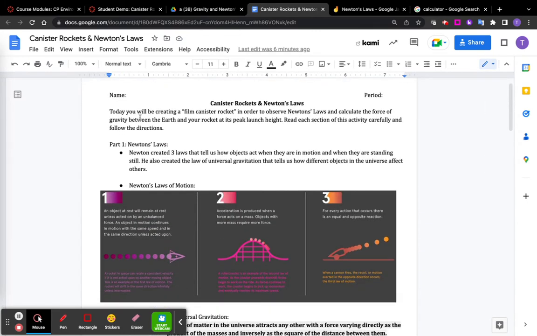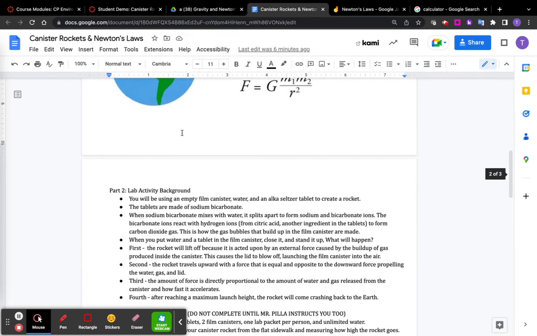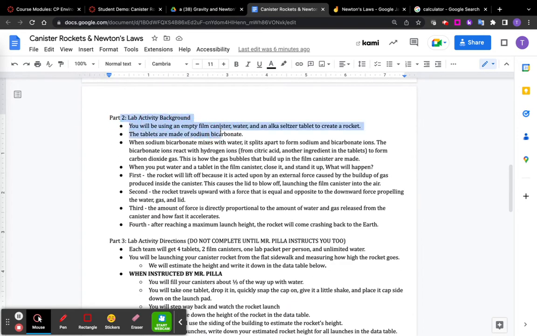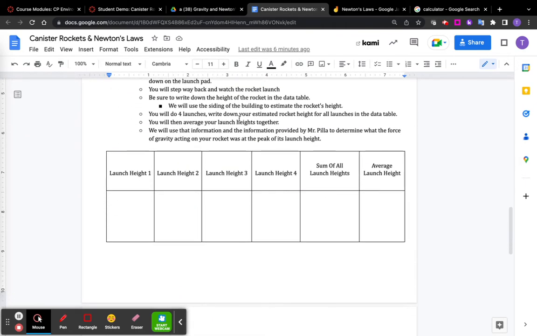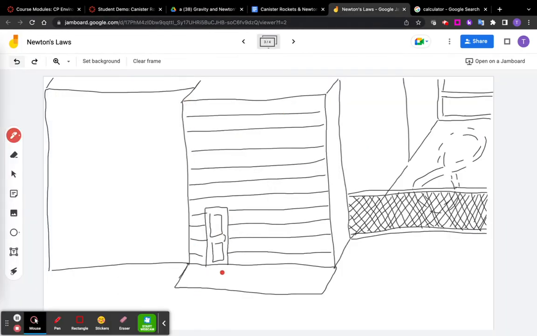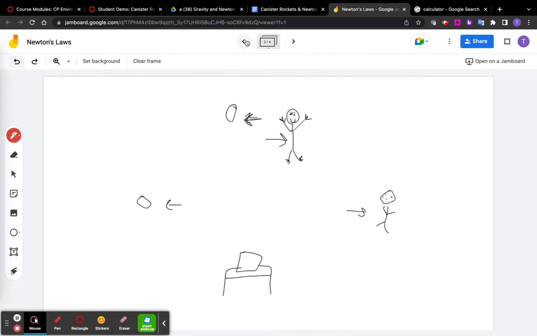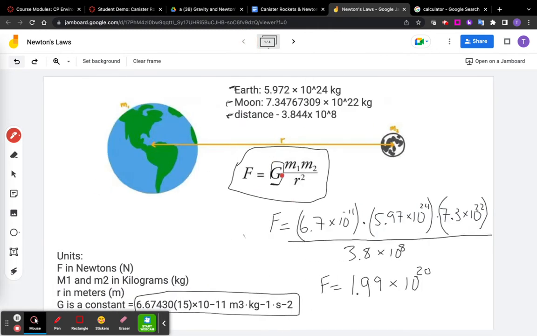Now, before you do that, make sure you read very carefully the first 2 pages. There's a lot of good information in there that you will use later, especially this background part. Okay. The whole goal of this lab was for you to launch a rocket, estimate how high it went, and then we are going to use Newton's law of gravity, his law of universal gravitation, to figure out what the force of gravity was between the Earth and your rocket at the peak of its launch height. How much gravity was pulling those two things together, pulling the rocket back down to Earth?